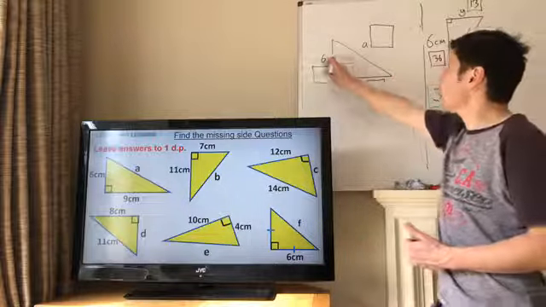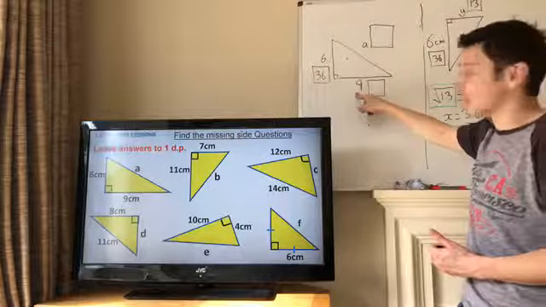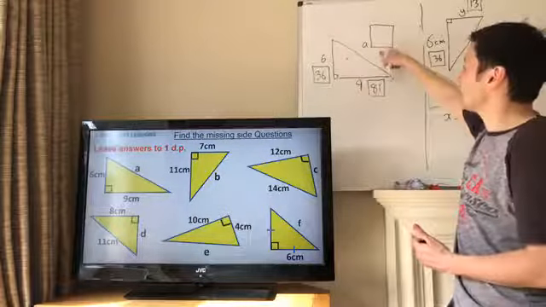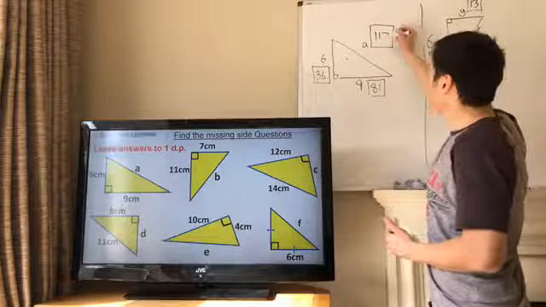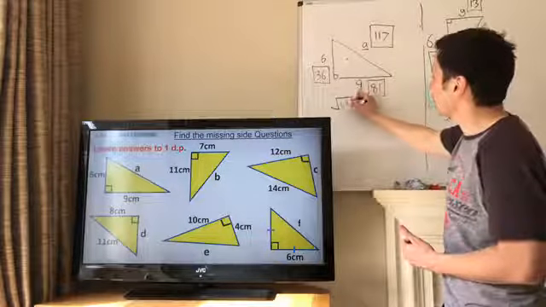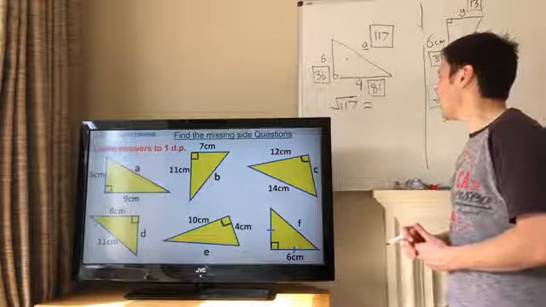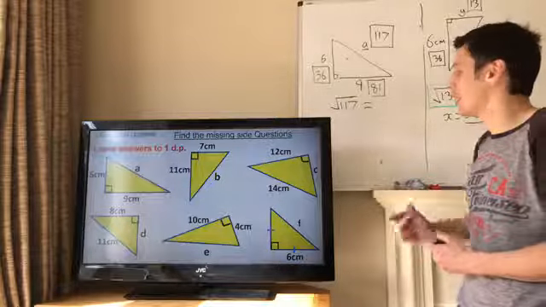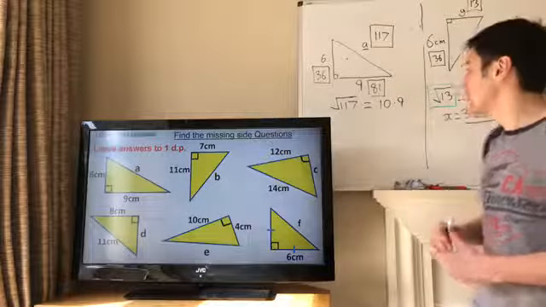You then square the numbers you've got. So 6 times 6 is 36. You then do 9 times 9, which is 81. And then the rule is the two small squares add up to make the big square. So 36 and 81 is 117. Then to work out A, you're going to do the square root of 117, which is going to be about 10.8, I imagine, 10.8, 10.9. We'll go with 10.9, I'm not sure, but the answer is going to come on the next slide.